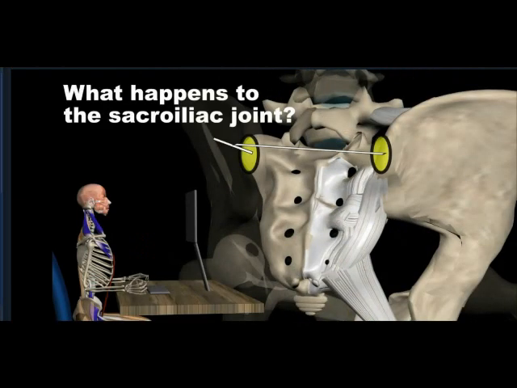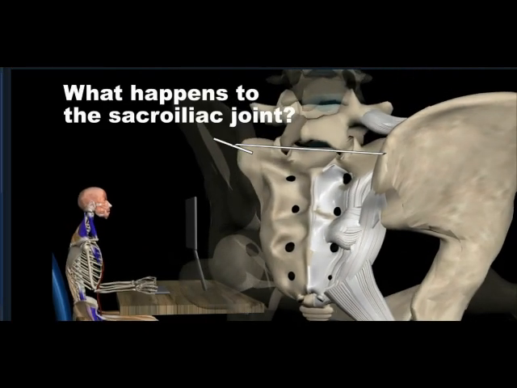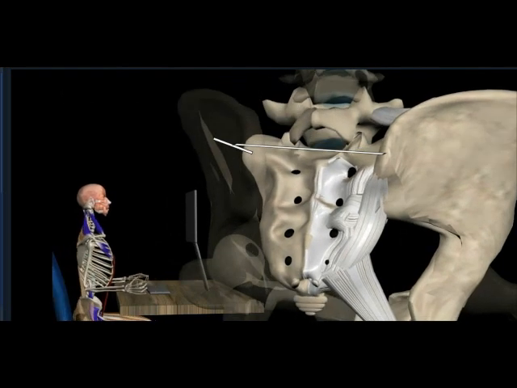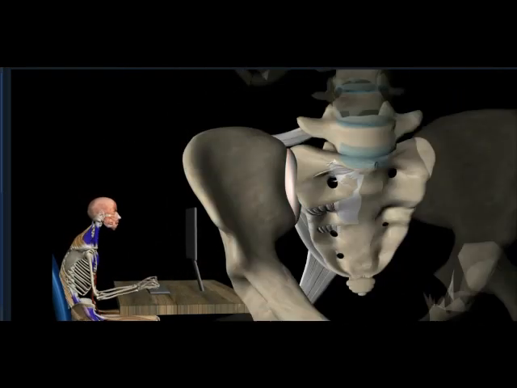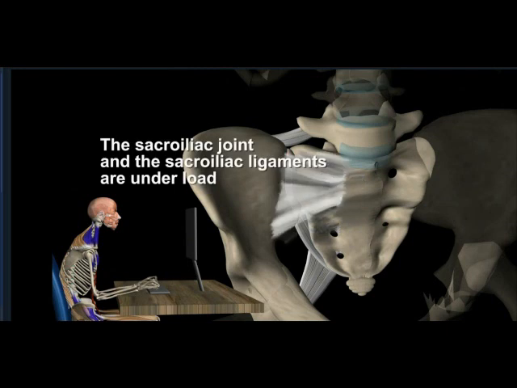What happens to the sacroiliac joint? The joint between the sacrum and the pelvic bones. The sacroiliac joint and the sacroiliac ligaments are under load.